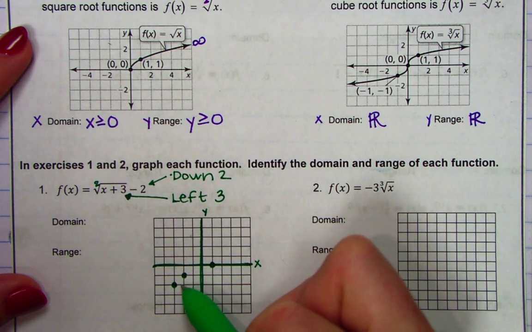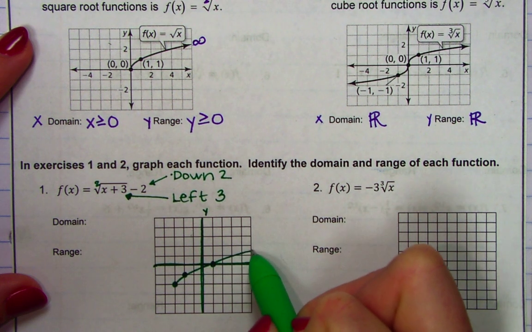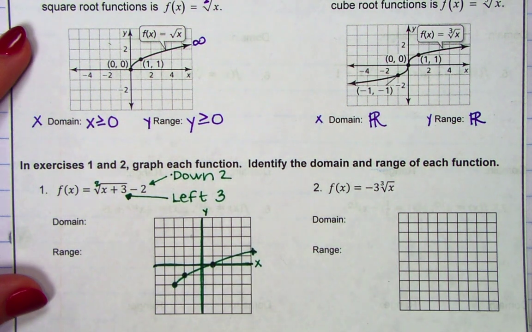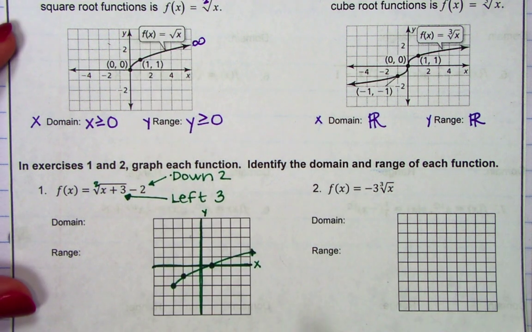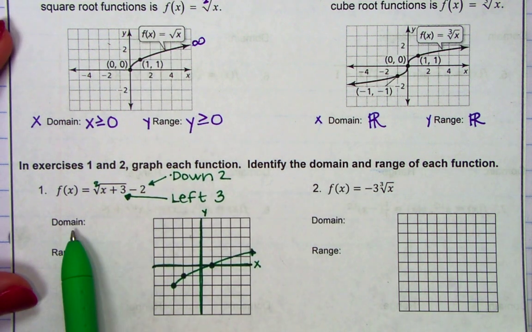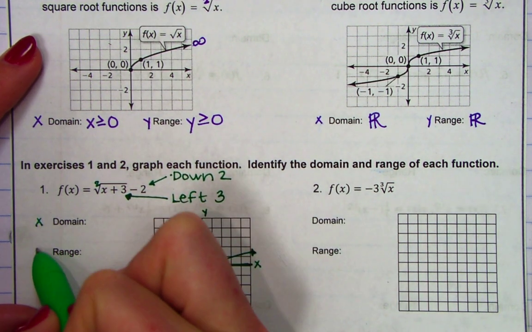We can see it starts here, and it goes up like that. That's what our graph is going to look like. And remember, if it's only part of it or half of the graph going one direction, that's a square root. And our domain, that's our x, and range is our y.